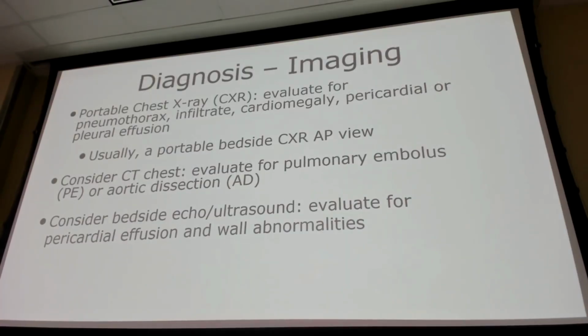Imaging, so chest X-ray, we're looking for other causes. So do they have any pneumothorax? All those deadly causes that we talked about, they have wide mediastinum, cardiomegaly, effusions. And then you can do a portable bedside. A lot of times the patient's ambulatory, they'll take them down to the radiology department and they'll get a chest X-ray. We can do our bedside echo or ultrasound, looking for any effusion or wall abnormalities.